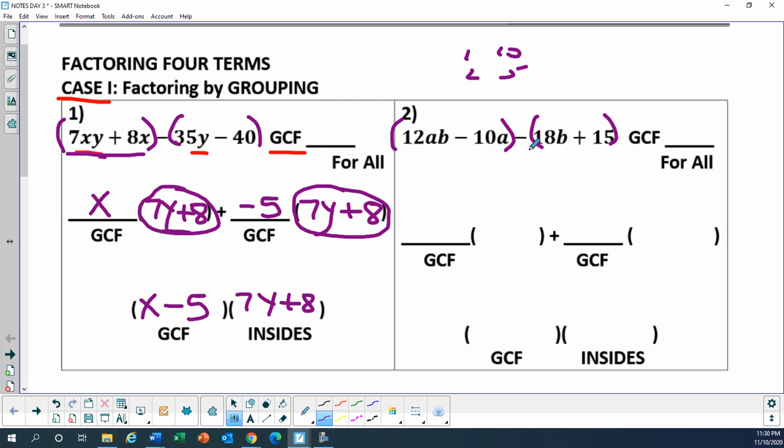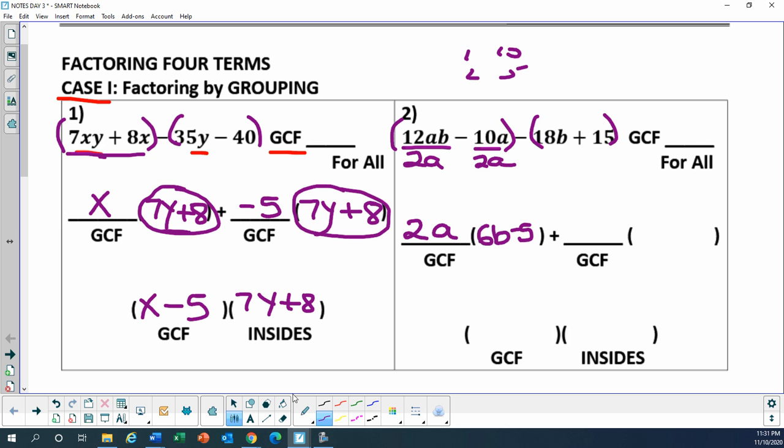So when I look at the first group, they both have A, so I can take A as a common factor, and they both have 2 as a factor, right? So I'll take 2 out, 2A. So when I divide this by 2A, what is left? 12 divided by 2 is going to give me 6B, right? Minus 5, right? Because the A cancels out, 10 divided by 5. That's what I have inside.